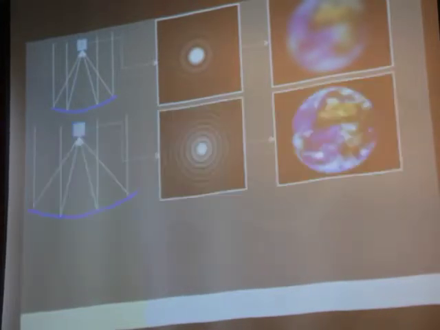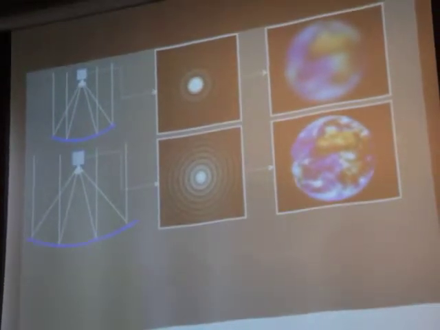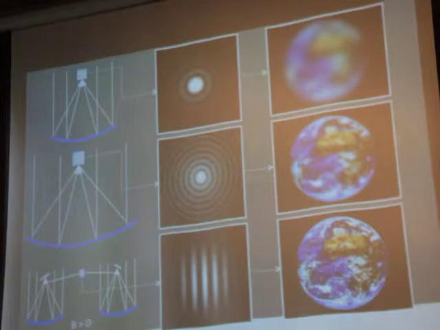So in summary, a single dish gives you a blurred image of an extended object. If you increase the size, and here I assume that I'm observing in the absence of an atmosphere around the Earth, so from space, because the atmosphere will of course deteriorate the image quality, this is with a slightly bigger telescope. And now, if you could use an interferometer, in principle you could reveal an image with a resolution that is just limited by the length of the baseline you will be using.